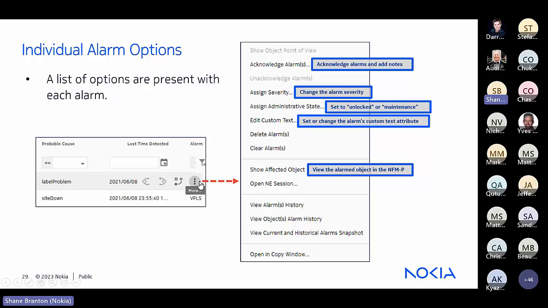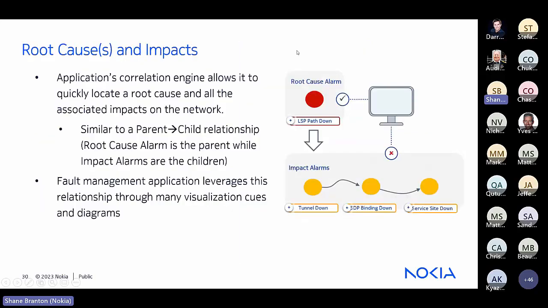Individual alarm options, I don't touch on this too much. To be honest, they're quite similar to right-clicking on an alarm in the dynamic alarm list. But of course, I wanted to mention that they are there. There might be a couple extra ones. I just don't have time to go into all of them. I just want to show you generally how the application works.